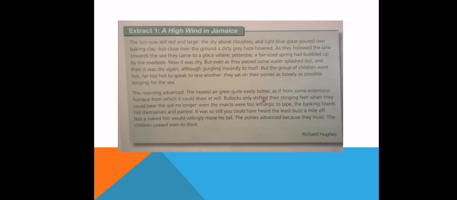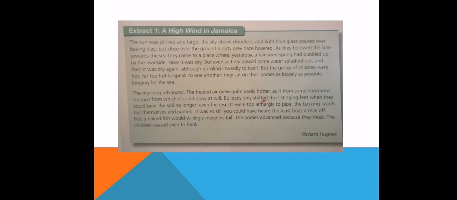They said not a naked fish would willingly move its tail. This is a type of animal. Also didn't want to move because it was so hot. And only the ponies were moving because they had to, because the children were riding them. And the children ceased even to think. The children stopped thinking. This is also an exaggeration, but it's like it was so hot that their brains melted. They couldn't even think anymore.